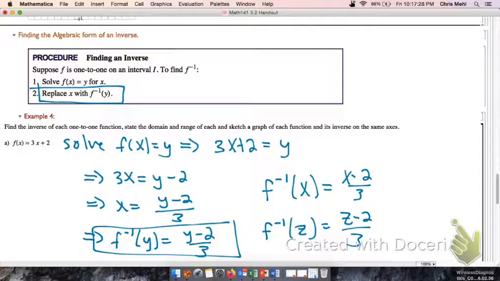3x plus 2 is just a line. It turns out that (y minus 2) over 3 is also just a line. So the inverse of a line is a line. So not really a big surprise there. Okay, so let's go to the next one.